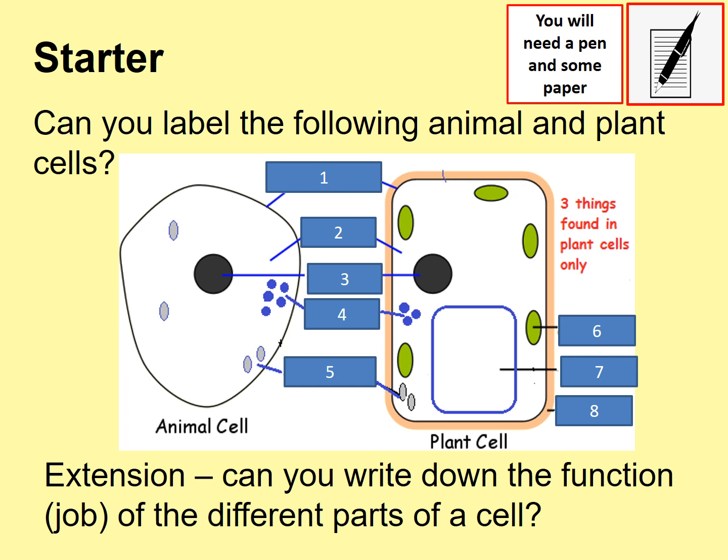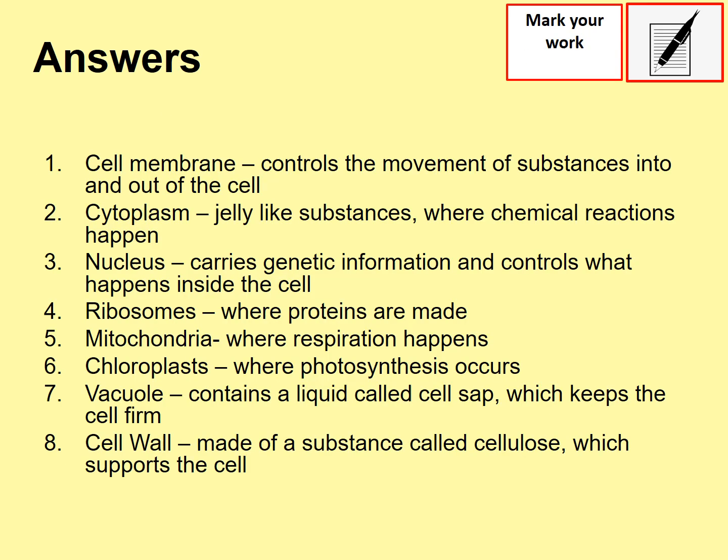Okay, that's time up. What we're going to do now is we're going to go through and mark. Okay, so the answers that you should have, number 1, you should have labelled as a cell membrane. This controls the movement of substances into and out of the cell. Number 2, you should have labelled as the cytoplasm. This is the jelly-like substance where chemical reactions happen. Number 3, you should have labelled as the nucleus. This carries genetic information and controls what happens inside the cell.